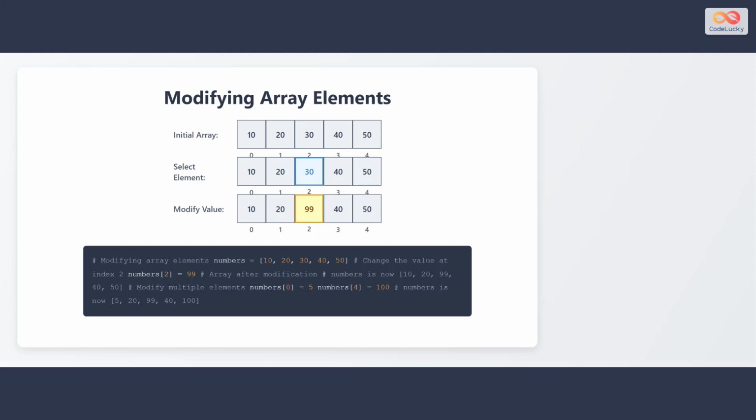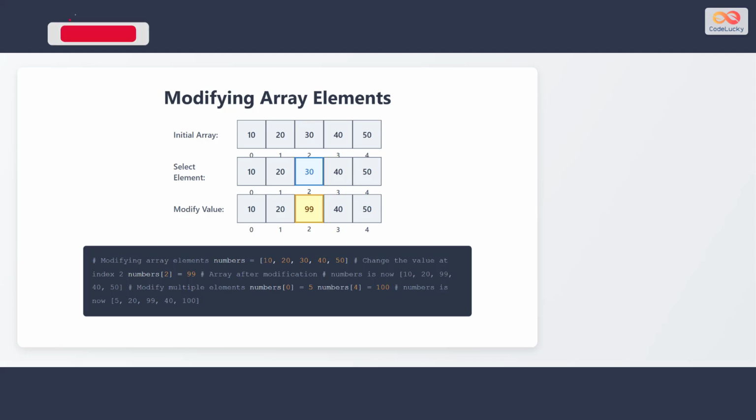Time to learn how to modify array elements. Modifying an element means changing the value stored at a specific index in the array. To modify an element, specify the array name followed by the index in square brackets. Then, use the assignment operator to assign a new value to that position.